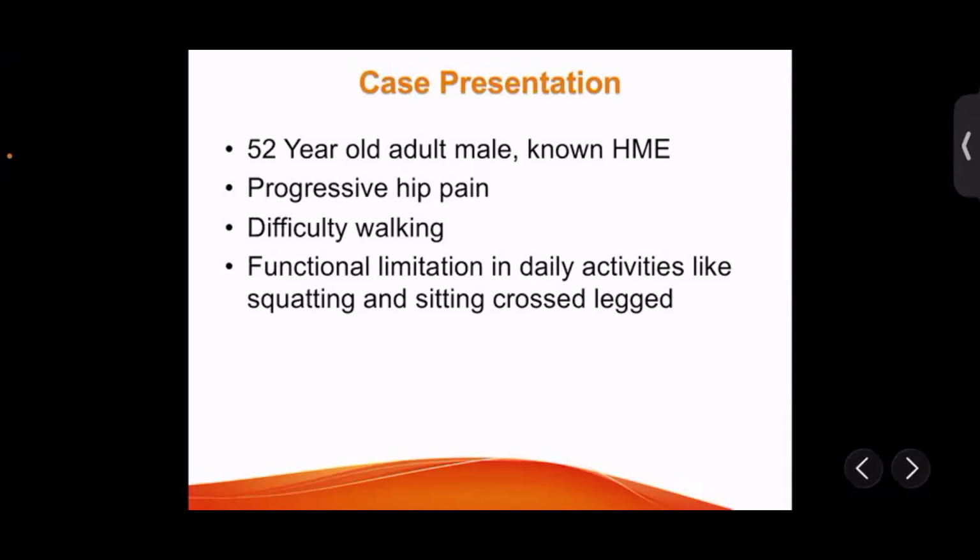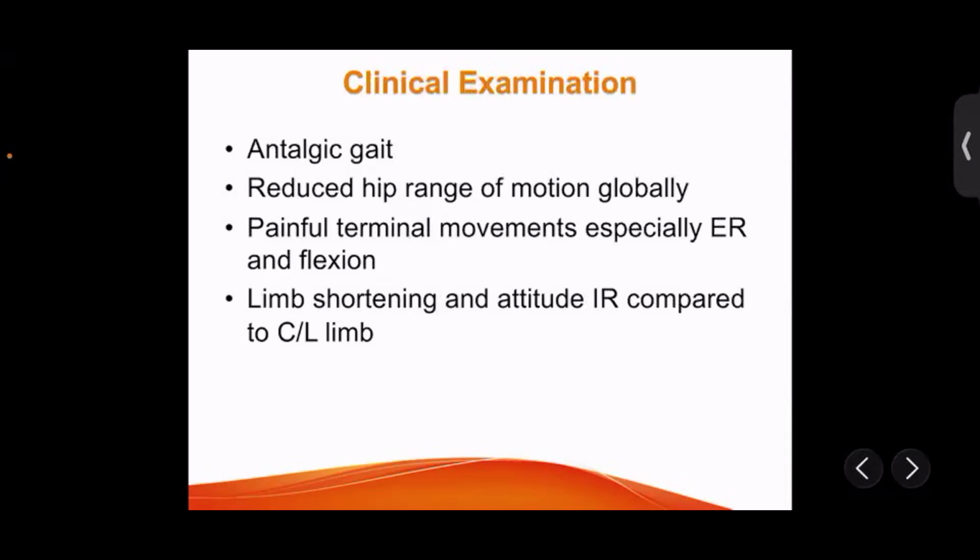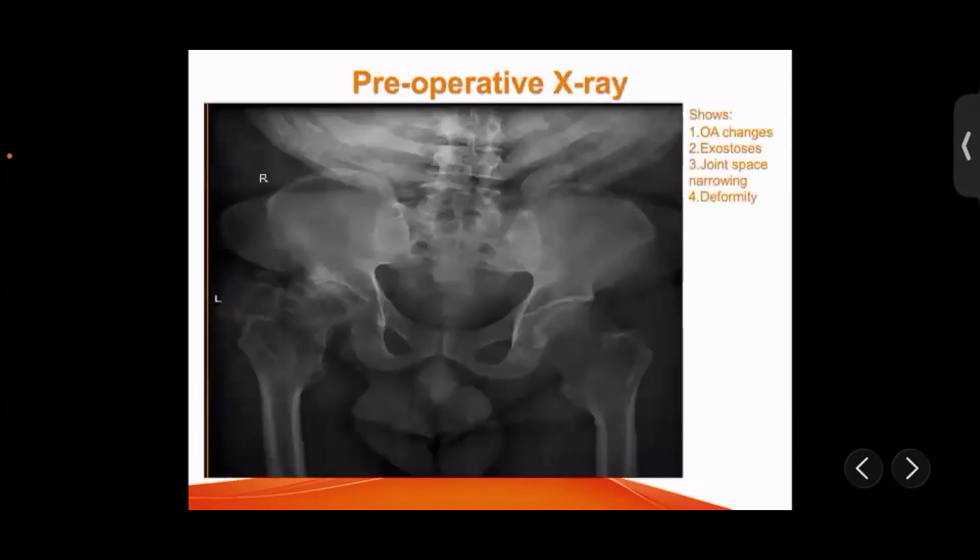Even though he was a known case of HME, he was a very physically active person, very involved in a lot of exercises and yoga and stuff like that. His presentation to us, because of this, was an antalgic gait, and he also had reduced hip motion, globally restricted, but mainly painful and restricted in terminal flexion and external rotation of the hip. There was a limb shortening as well, with an internally rotated hip compared to the contralateral limb.